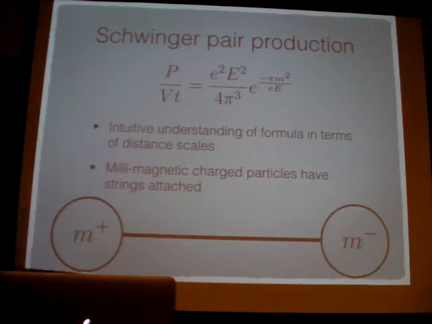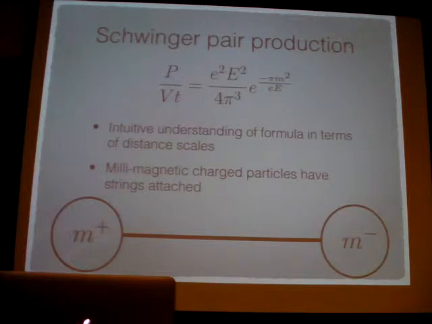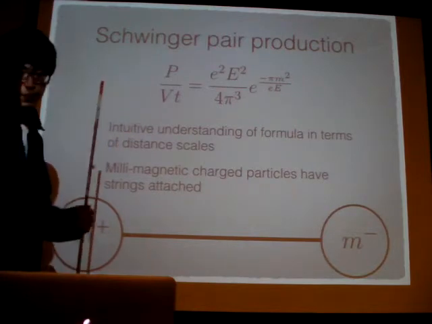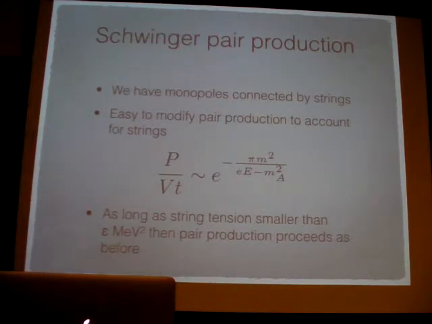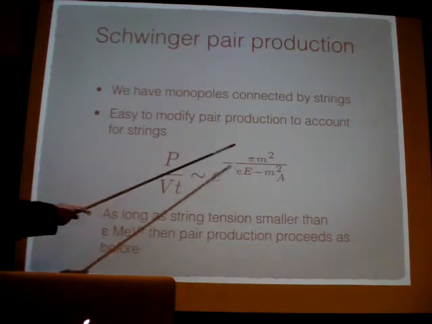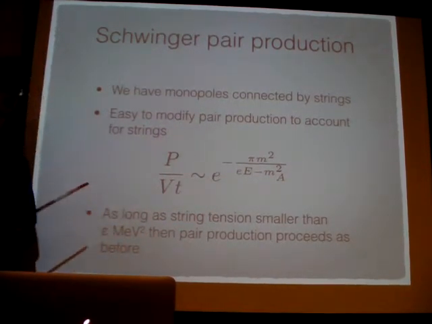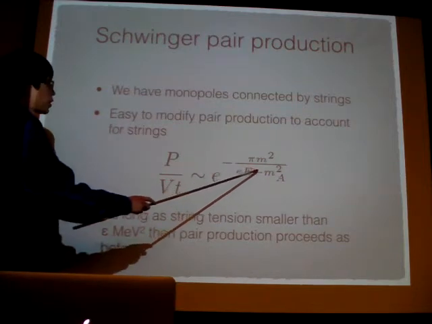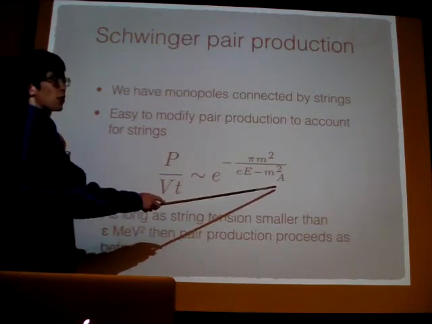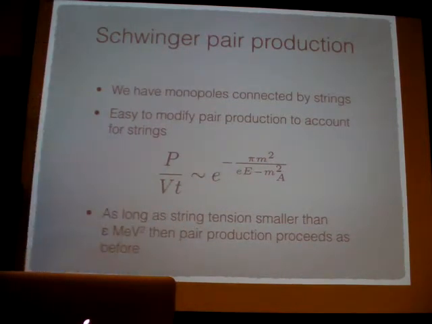So, of course, I want to apply Schwinger pair production to the case where my monopoles are connected by a string, or the case of QCD, for example, where QCD quarks are connected by strings. So how does this change? It turns out you can do the pair production calculation again. And what appears here is basically now m squared over the electric field minus the tension squared, mA squared. So essentially, as long as the mass of the dark photon is small enough, or the tension of the string connecting the monopoles is small enough, then you basically don't have a problem.